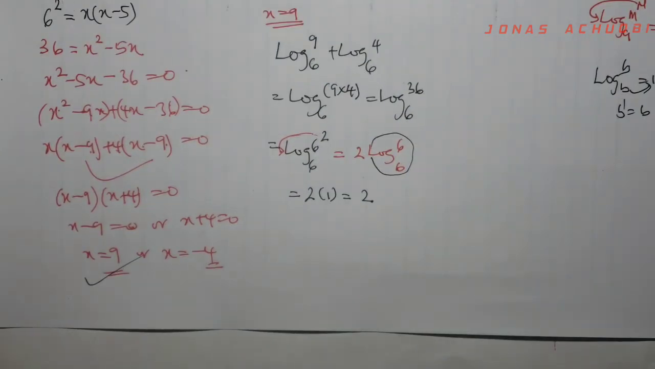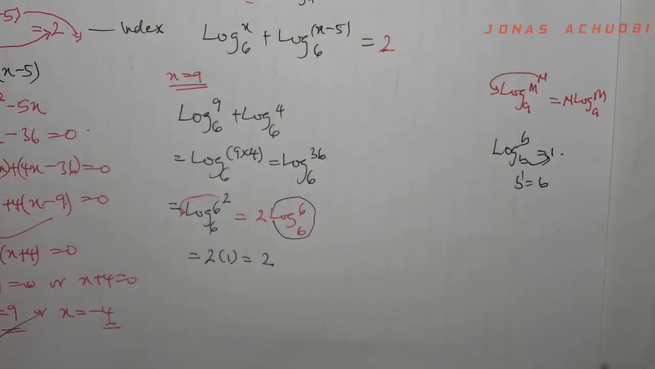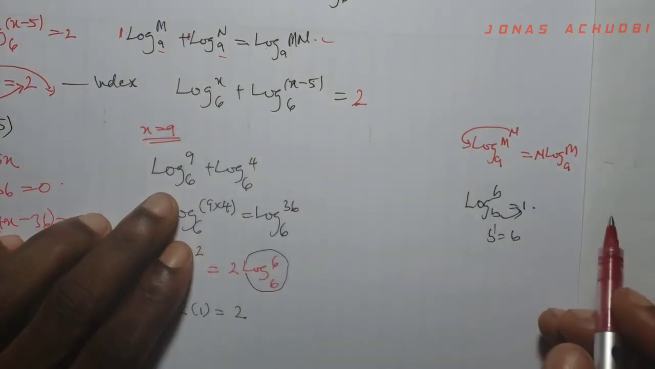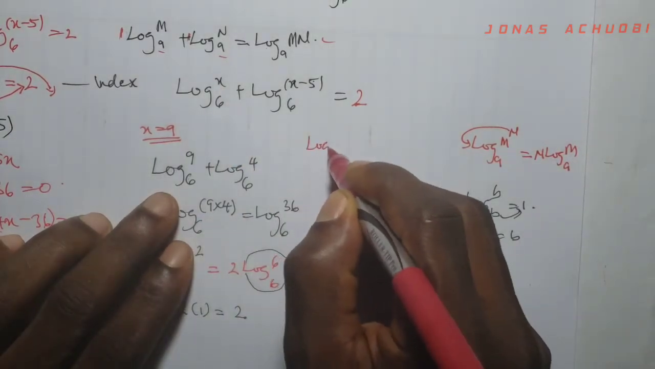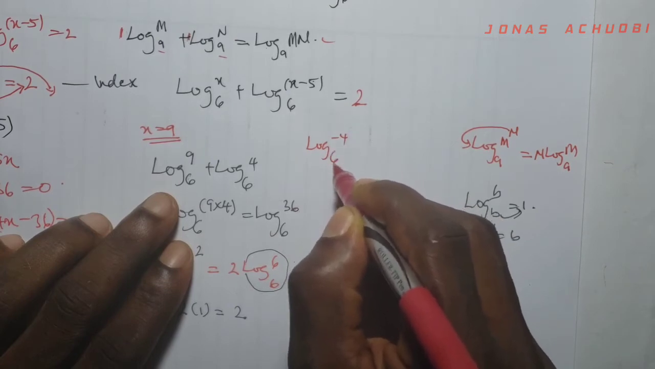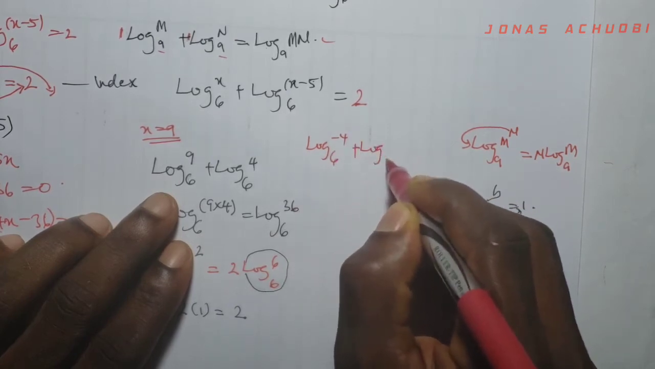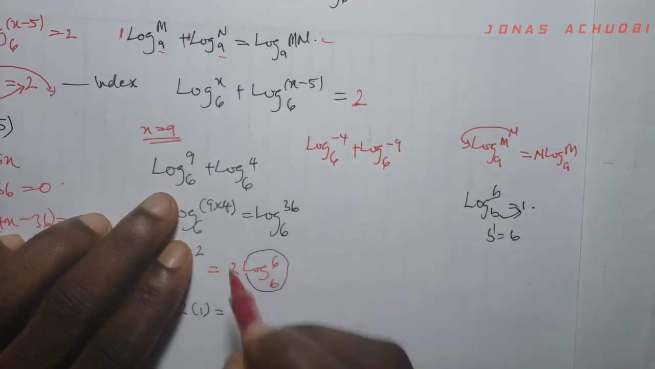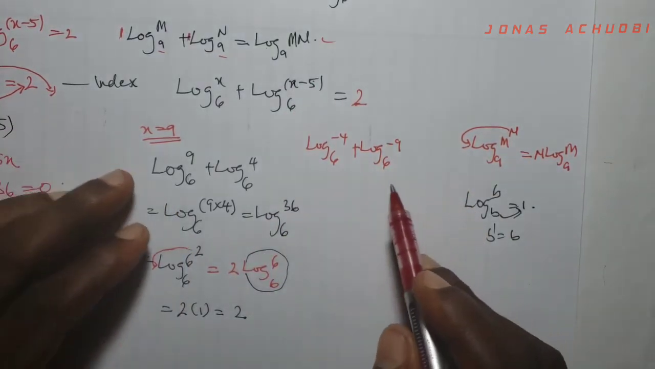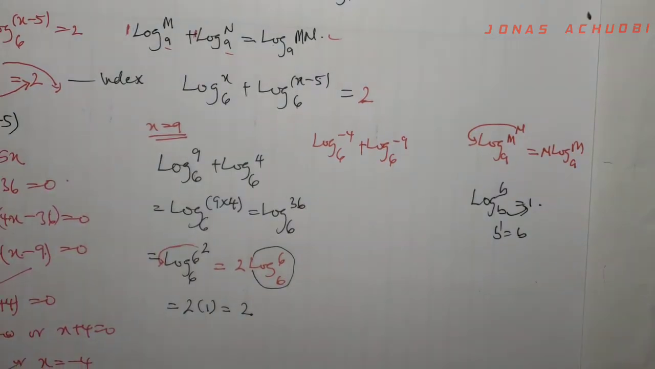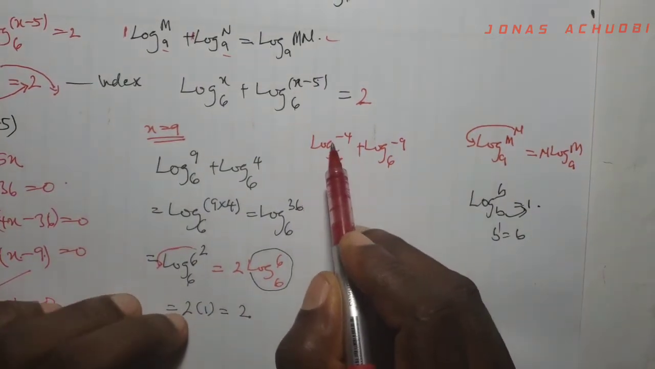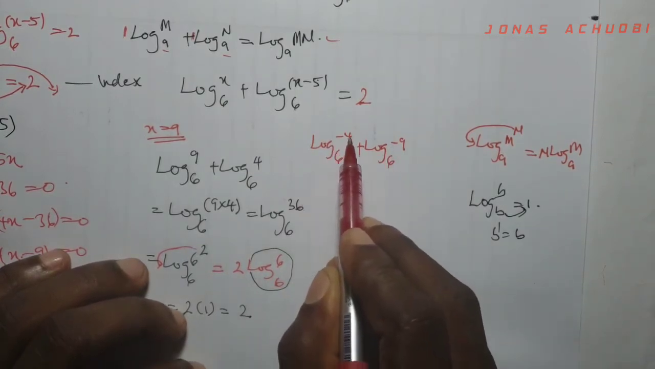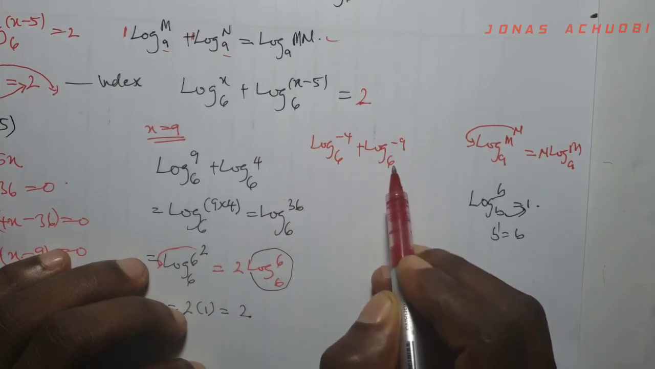We have to check also if x equal to negative 4 is a solution as well. So we come back to our problem, and when we have x, we substitute the value of negative 4. So we have the logarithm of minus 4 base 6 plus the logarithm in base 6 of minus 4 minus 5, which is minus 9. So we proceed. Now we know already that the log of a negative number does not exist. However, this is log minus 4 in base 6 plus log minus 9 in base 6.